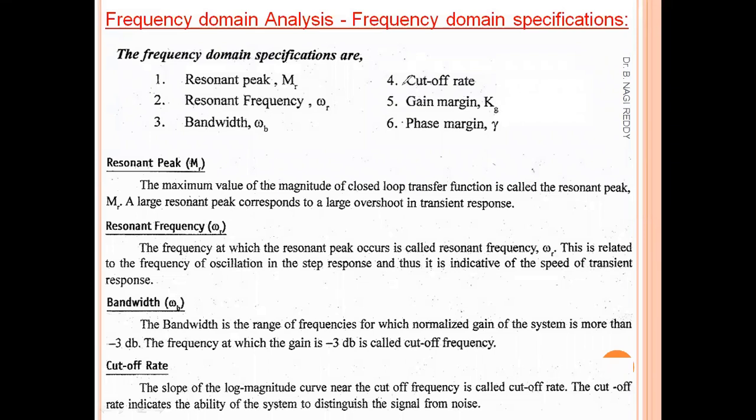Okay. And coming to the fourth term, that is cutoff rate. And the fifth term is gain margin, represented with capital K suffix G. We know the gain is represented as a capital K, and here the gain margin is represented as K suffix G. And we will have phase margin also. This phase margin is represented by gamma. So these are the 6 frequency domain specifications. Of course, we will look into their definitions also.